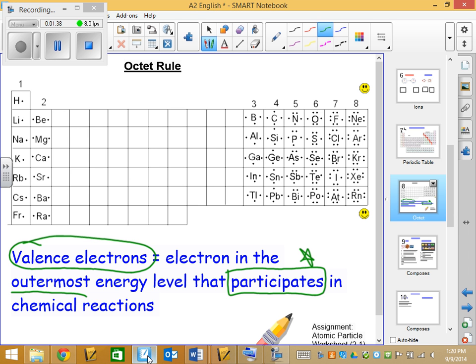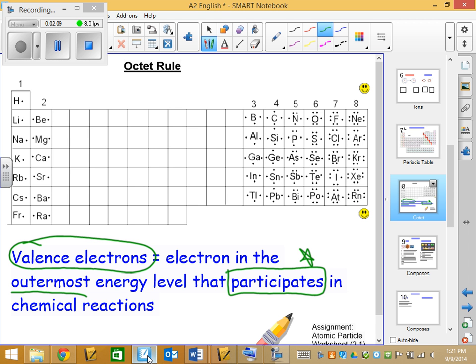Now, generally, it is only valence electrons that participate in reactions. They're the farthest away from the nucleus, so they're held the least tightly. It doesn't mean that every single valence electron participates in a reaction, but if something were to participate, it is very probably one of those electrons. So that's what a valence electron is.